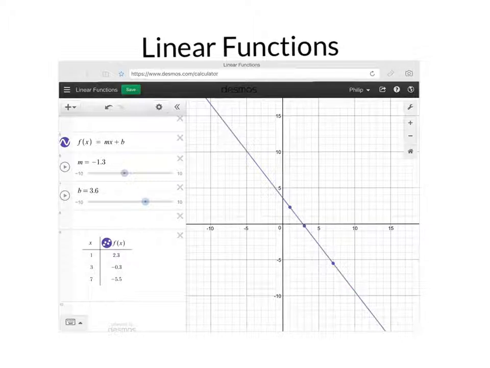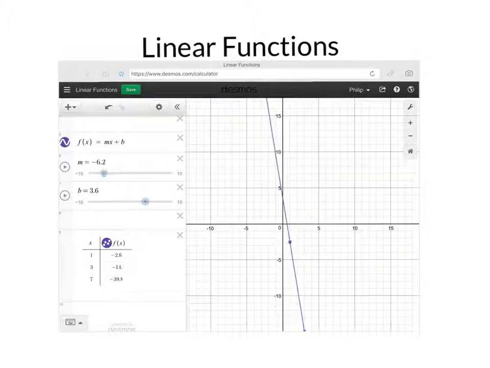And the more negative I get, so if I take this slider and move it down to the left, which means my values will get more negative, I'm still going down from left to right, but it seems like the steepness of my line is growing. So my line is getting more steep. It's getting more vertical. So it's getting closer and closer to a vertical line. So the larger my slope is, the more vertical we're going to be. And by large, I mean further away from zero. And the closer to zero I get, the flatter my line is going to be.